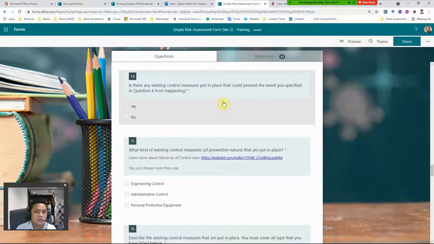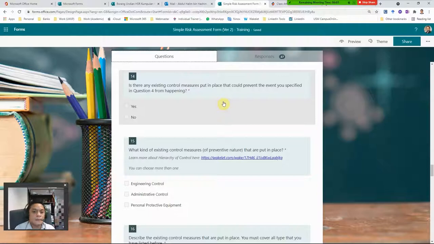Maybe you have to take pictures and compare with the best practices in other places. What is the advice from authorities for this particular machine that can prevent fingers being cut off? And you look at it, this machine has it, or this machine doesn't have it. So you choose whether existing control measure is yes or no.